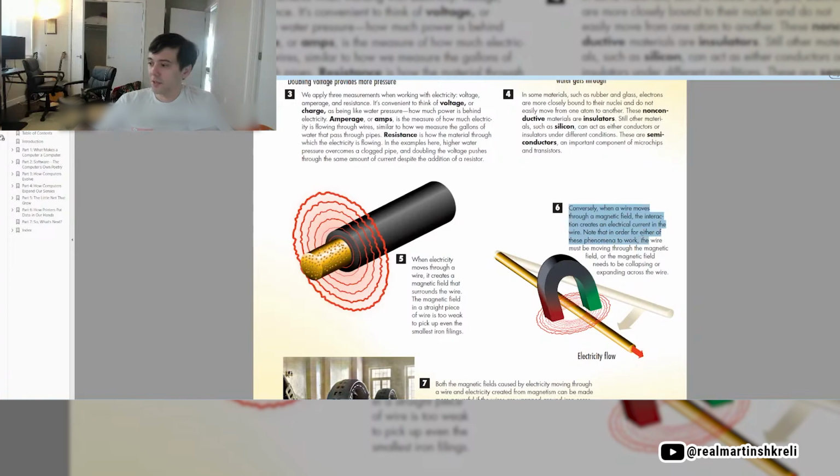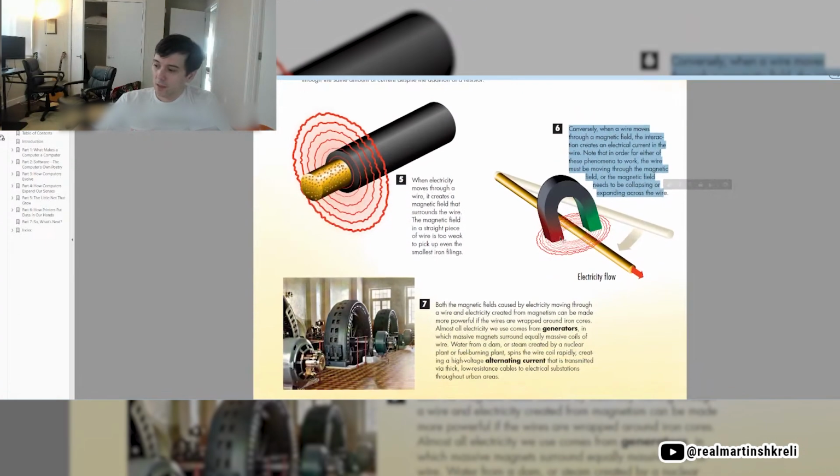Note that in order for either of these phenomena to work, the wire must be moving through a magnetic field, or the magnetic field needs to be collapsing or expanding across the wire. Both magnetic fields caused by electricity moving through a wire and electricity created from magnetism can be made more powerful if the wires are wrapped around iron cores.